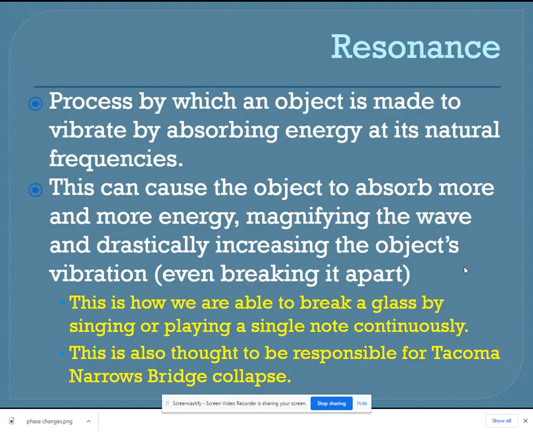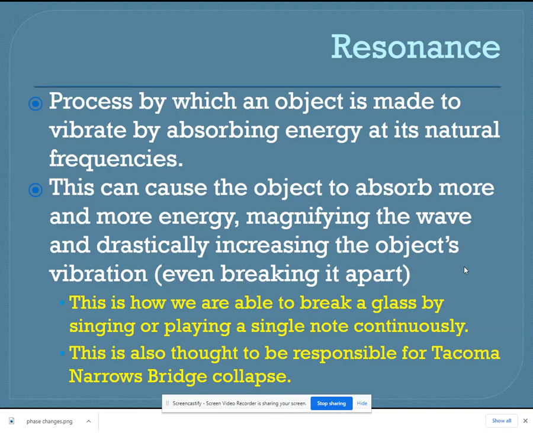So let's get started. The first application of sound waves is called resonance. I'll say it again, resonance. It comes from the word resound. They both come from the same root word. It's a process by which an object is made to vibrate by absorbing energy at its natural frequencies. And this can cause the object to absorb more and more energy if you continue this.